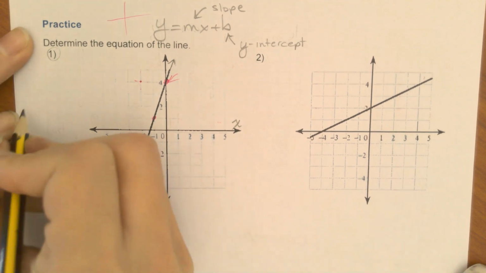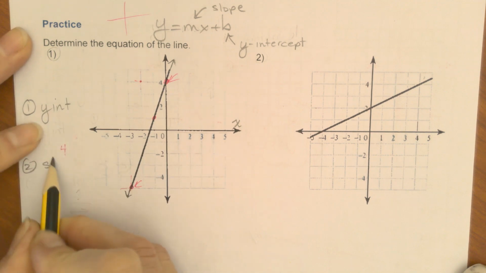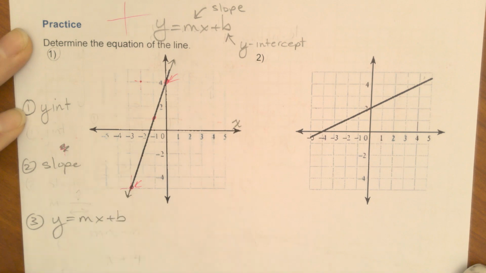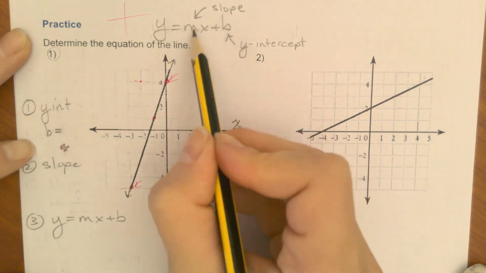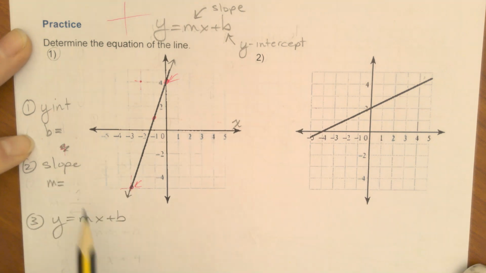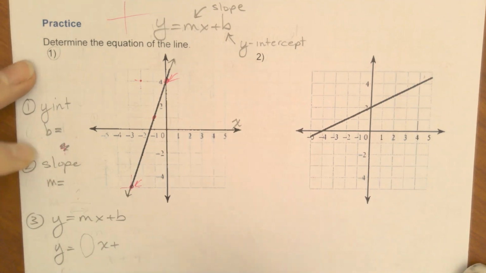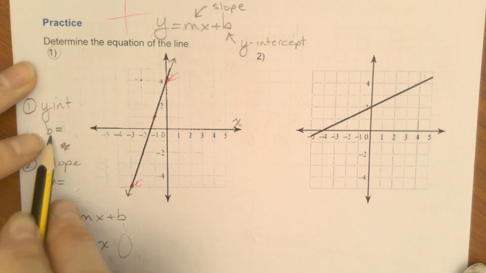So the first step we're going to do is find the y-intercept. The second step is we're going to find the slope. The third step is we're going to put everything into the equation y equals mx plus b. The y-intercept is b. The slope is m. So when we find these two things, we're going to go y equals, we'll find what m is, and we'll put it here. We'll put the x. Well, maybe not plus, it could be a minus. And then we're going to put the b here, the y-intercept.